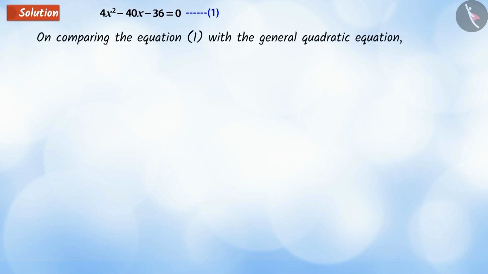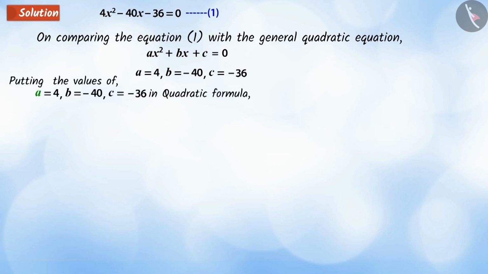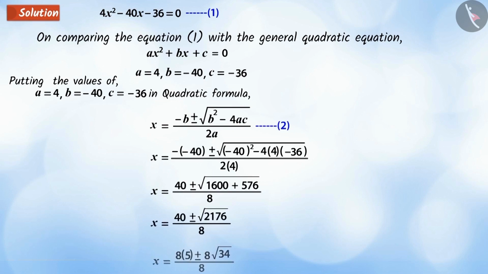Well done. For this, compare equation 1 with the general quadratic equation, where a equals 4 and b equals minus 40 and c equals negative 36. Place the values of a, b and c in the quadratic formula, that is in equation 2, and solve.